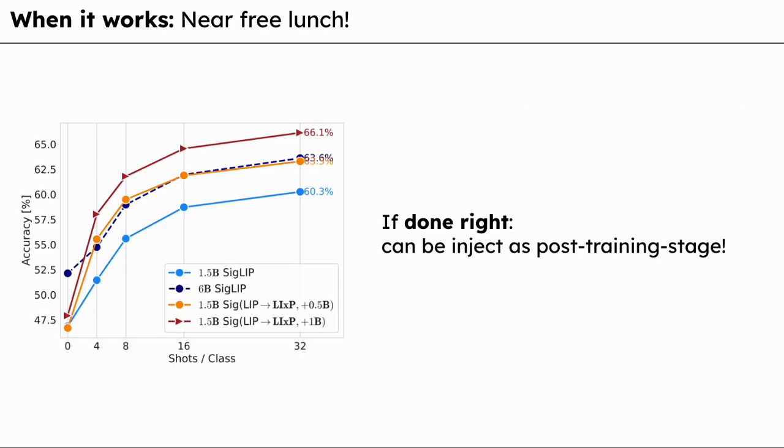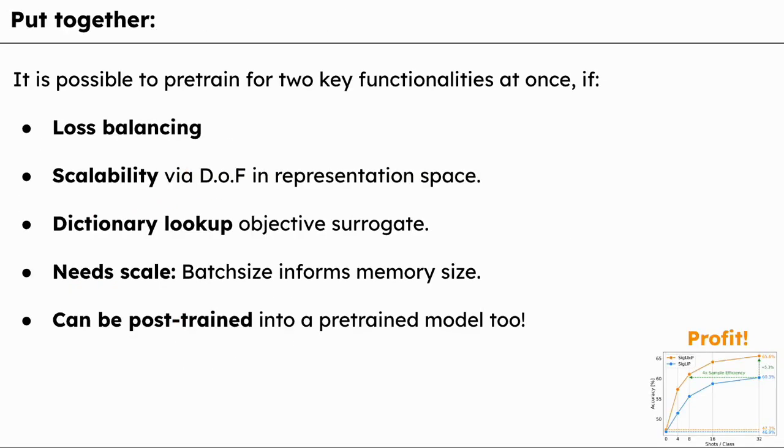And finally, it turns out you can also inject context reusability post-training as well, assuming you post-train sufficiently long enough. Put it all together, we introduce in this paper a way to inject representation reusability as a pre-training objective, and in a way that is highly scalable, does not trade off base generalization capabilities of the vision encoder, and is simple and easy to use and inject into really any pre-training objective.